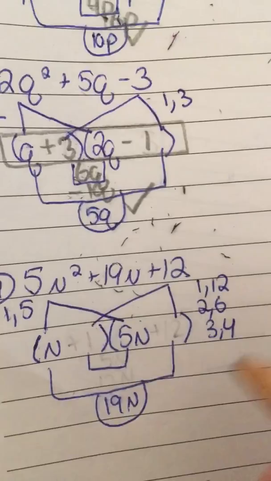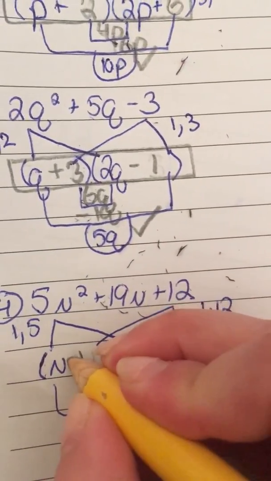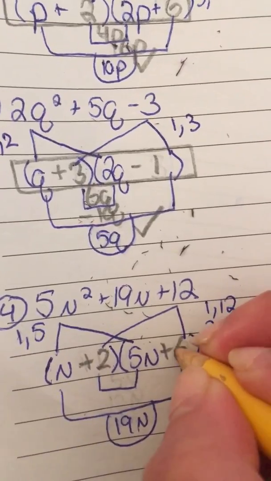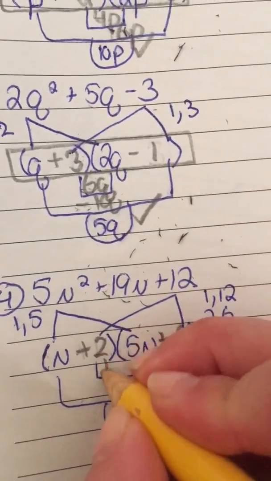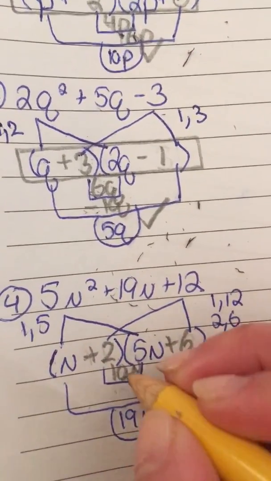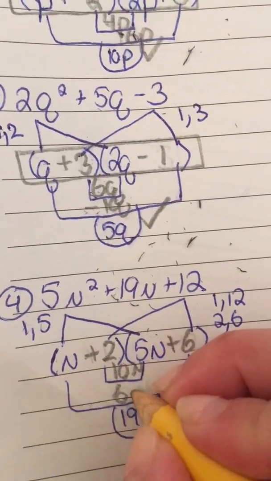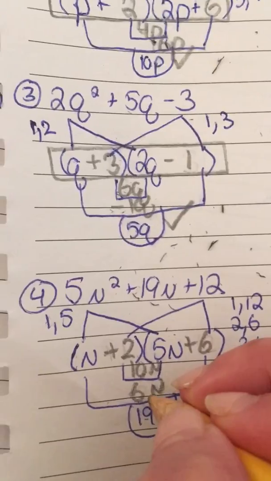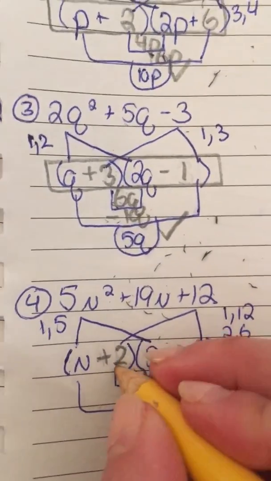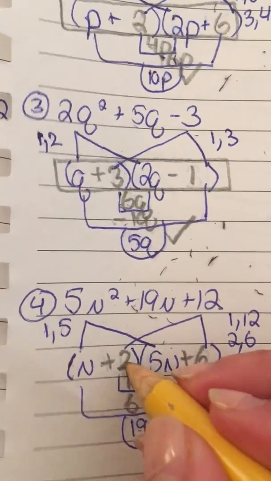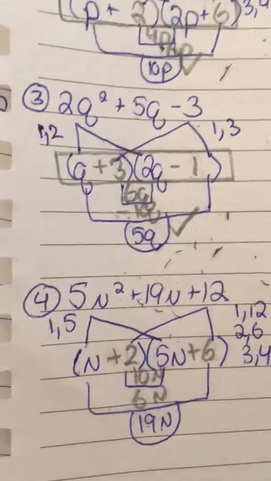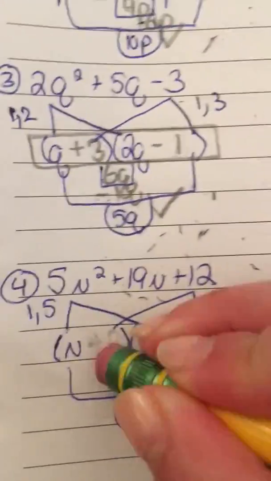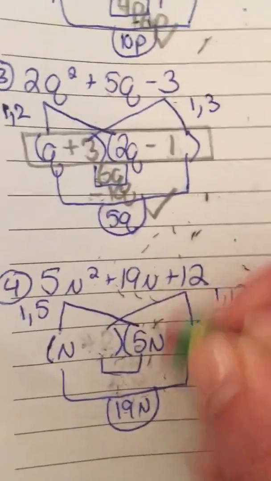So let's try 2 and 6. 2 plus 6. This would be 10n in the middle and 6n on the outside. They add to 16, not 19. Again, it doesn't work. Again, I'm not going to bother switching them because I know my inner would be 6 times 5, which is 30, way too big. We need numbers that would add to 19, and there's no negatives, so we can't have 30 in there.